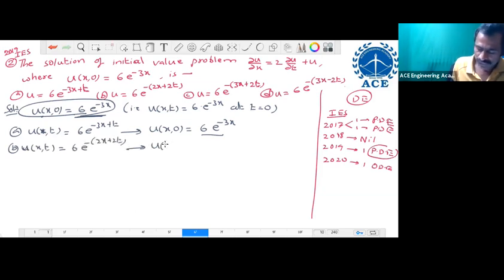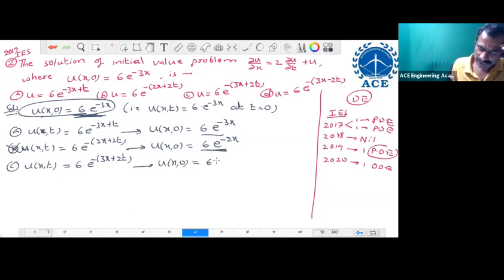And from this, u of x comma 0 equals 6 into e power minus 2x. This is not the same as our given condition, so B is wrong. Next, option C, u of x comma t equals 6 into e power minus of 3x plus 2t. Substituting t equal to 0, this becomes 6 into e power minus 3x, same as the given condition. So the condition is satisfied with option C also. Condition satisfied with A and also C.